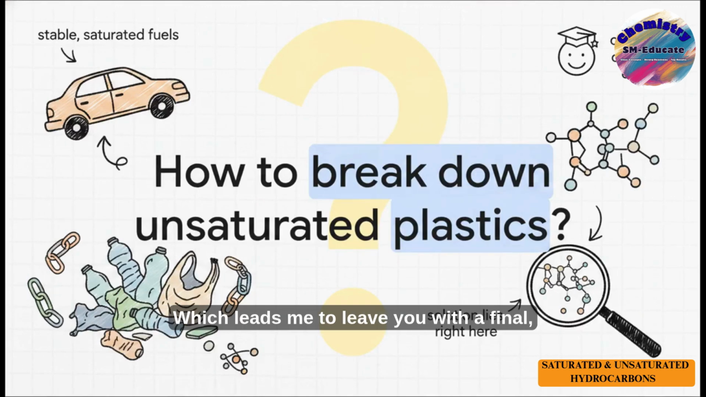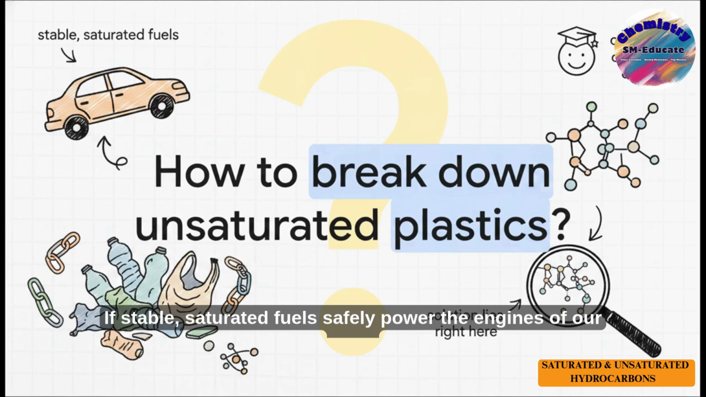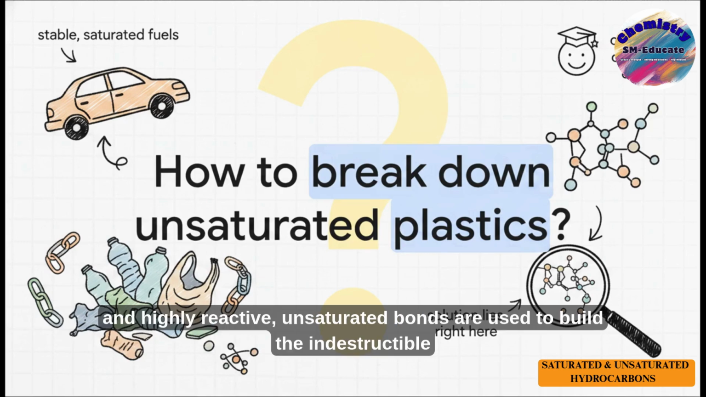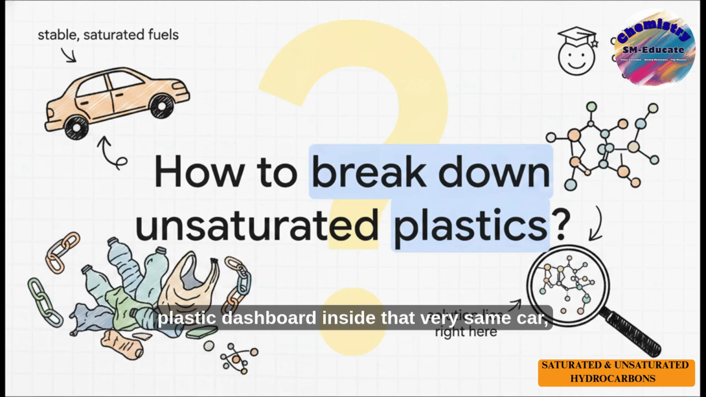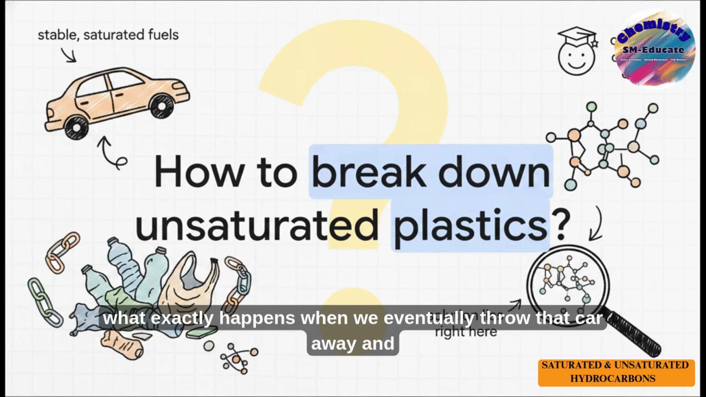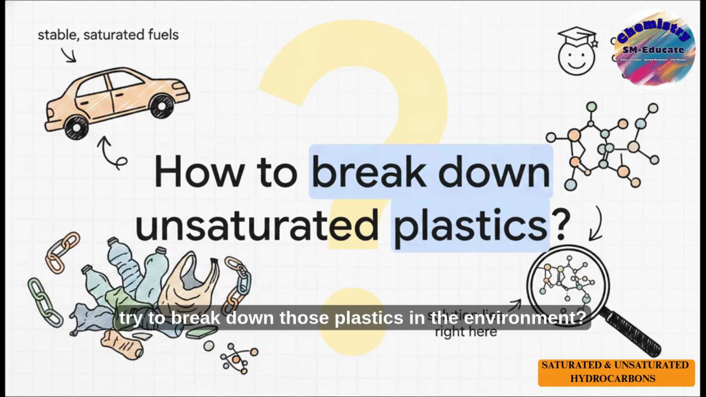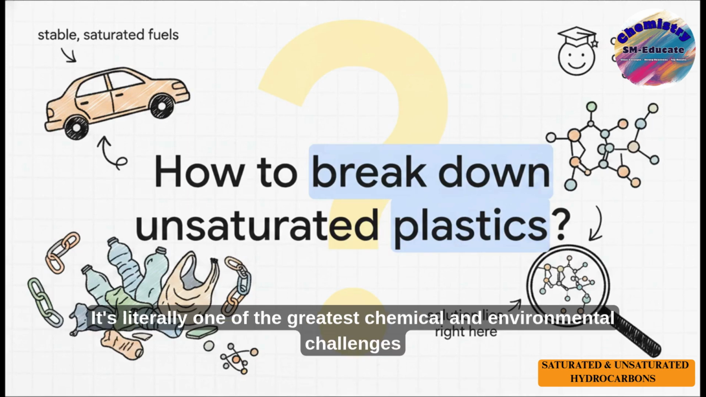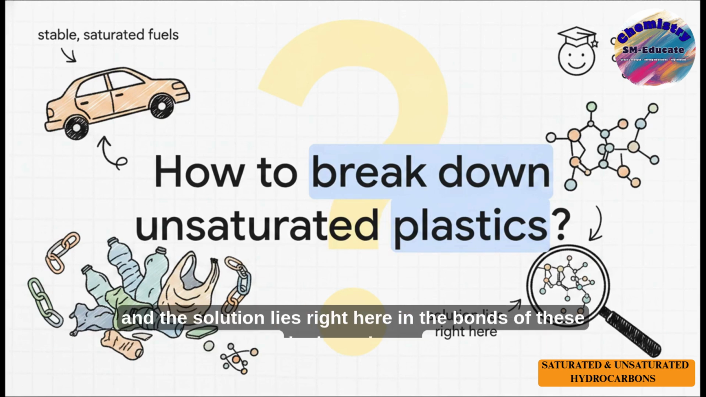Which leads me to leave you with a final, kind of provocative thought to ponder. If stable, saturated fuels safely power the engines of our cars, and highly reactive, unsaturated bonds are used to build the indestructible plastic dashboard inside that very same car, what exactly happens when we eventually throw that car away and try to break down those plastics in the environment? It's literally one of the greatest chemical and environmental challenges of our time, and the solution lies right here in the bonds of these hydrocarbons.